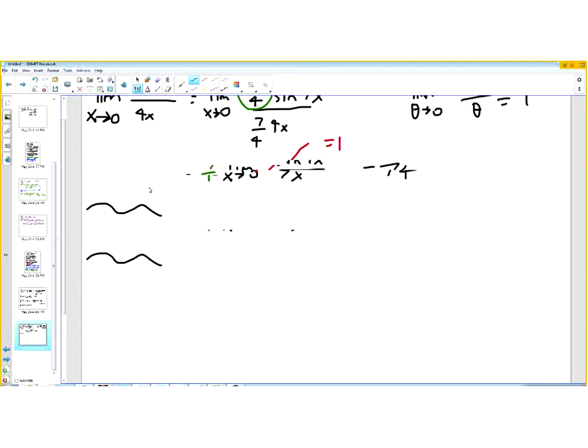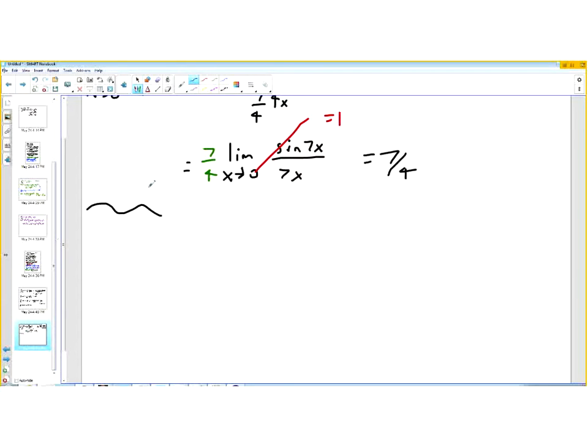All right, what else can we solve? How about the limit as x approaches 0 of x times the cotangent of x.